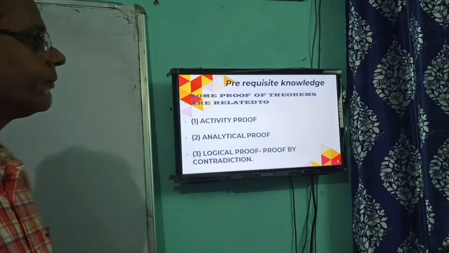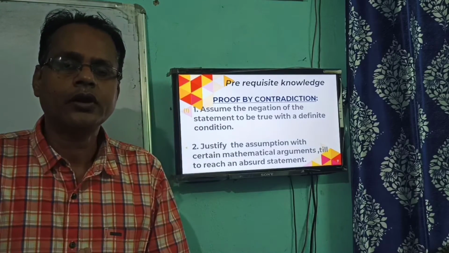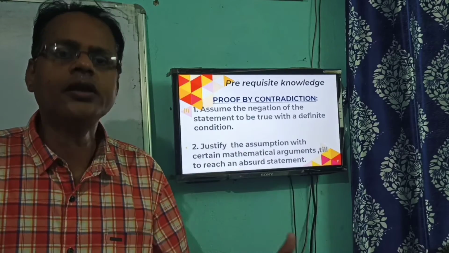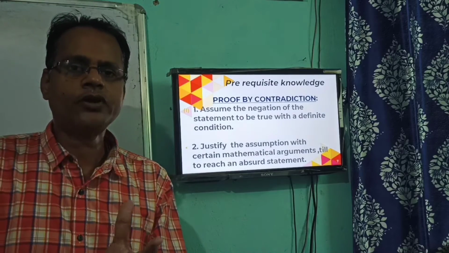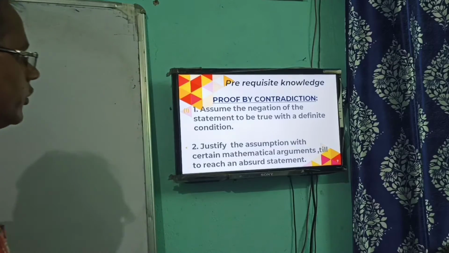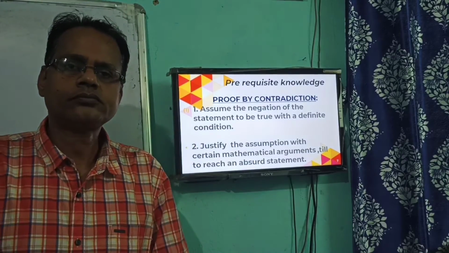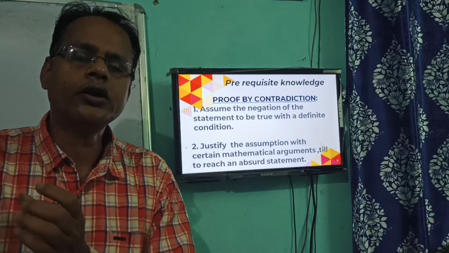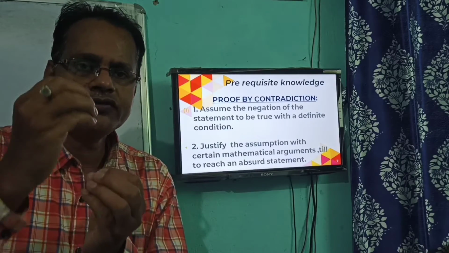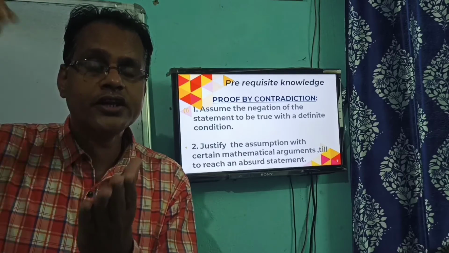I can tell you the steps. Dear students, you might know that in the chapter Real Numbers, a contradiction proof is there. I have to take you to the Real Numbers chapter again. I will compare this proof with this theorem, then you can easily understand it. In the contradiction proof, what happened? The first step is you assume the negation of the original statement to be true, with a definite condition. You remember the concept: prove that root 2 is an irrational number.